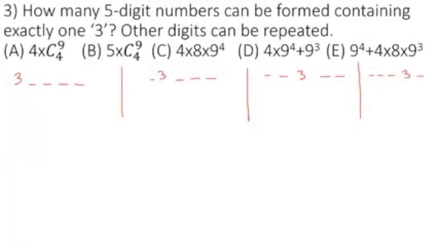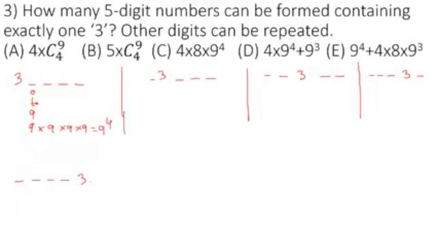Otherwise, the last digit can be 3 here. If I take 3 as the first place, I don't have a restriction for the other numbers. For the remaining places, except 3, any number from 0 to 9 I can take, which is nothing but 9 possibilities. Generally 0 to 9 I have 10 possibilities, but 3 will not come. So that's why it will be nothing but 9 into 9 into 9, which will be 9 power 4 here.